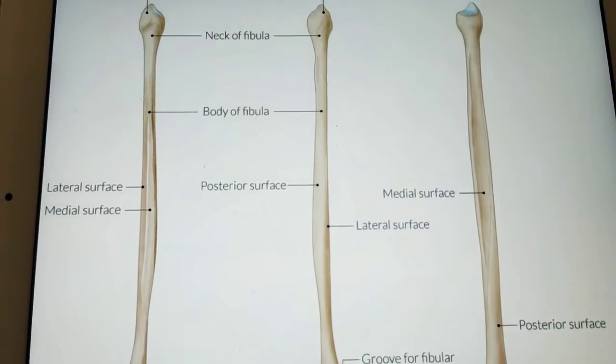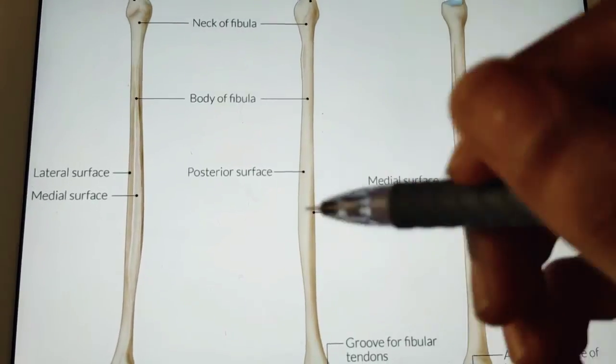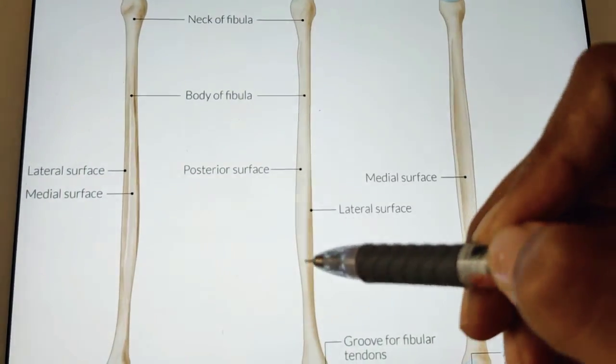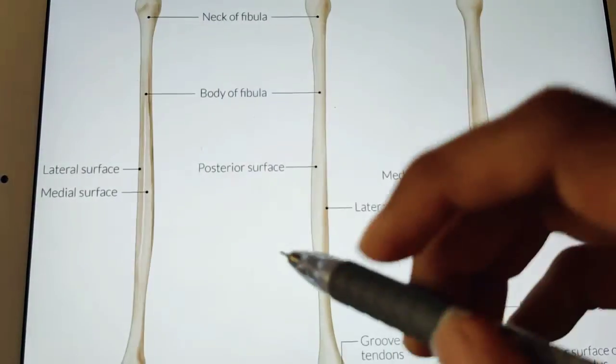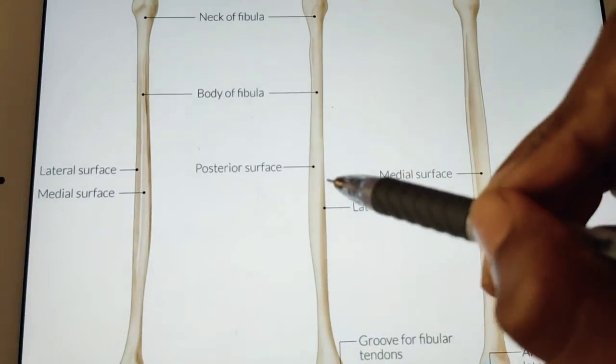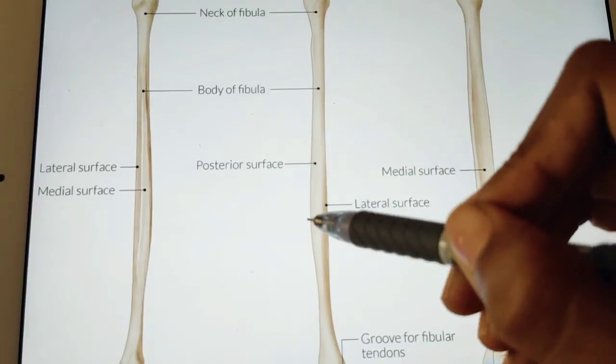One correction regarding the posterior surface. Actually this posterior surface is between the posterior border and the medial border, not lateral border. Before I mentioned lateral border, sorry. Posterior surface is mainly between the posterior border and the medial border, okay.